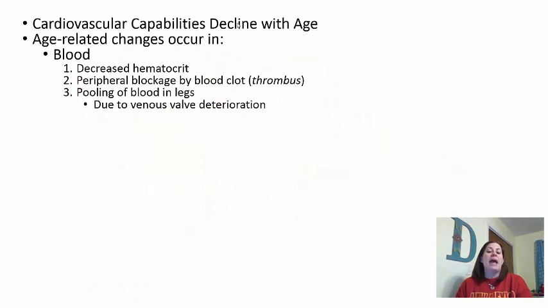All right, so now we have finished talking mostly about the cardiovascular system. And the cardiovascular system, again, with the blood, the heart, and the blood vessels, starts to decline with age. So there are some age-related changes that occur in each of these structures. First of all, with blood, we see a decreased hematocrit. You see a decreased amount of red blood cells. We also see that there start to be more peripheral blockages by blood clots like a thrombosis. And there also starts to be pooling of blood in the legs. This is due to venous valve deterioration, which is actually part of the blood vessel issue.